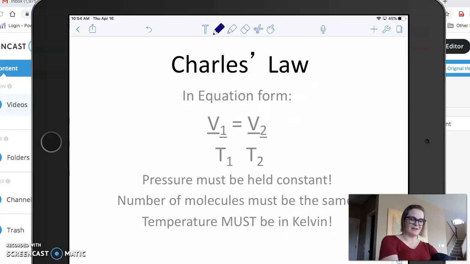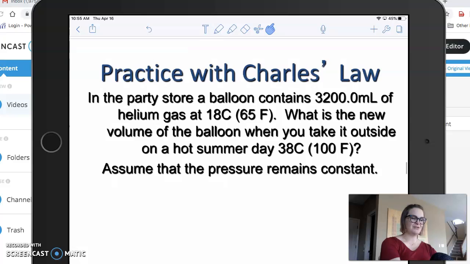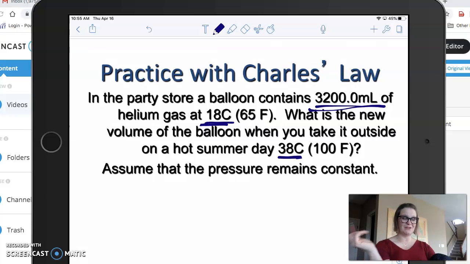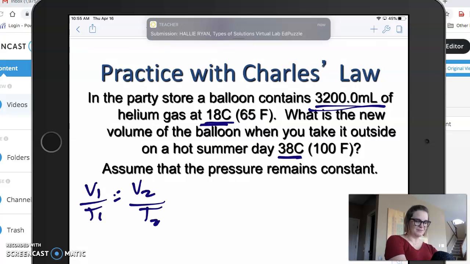The biggest piece of advice, though, is remembering that this only is true if we are referring to the Kelvin temperature. So if we look at a problem, you go to Party City and you buy a balloon, and here's its volume, and it's filled with helium gas at 18 degrees Celsius, and then I walk outside in the summer and it gets warmer. Is the balloon going to get bigger or smaller? Bigger, because the molecules are moving faster. We can figure out what the new volume would be. We're going to use that equation, V1 over T1 equals V2 over T2. But in order to do this, again, temp has to be in Kelvin.